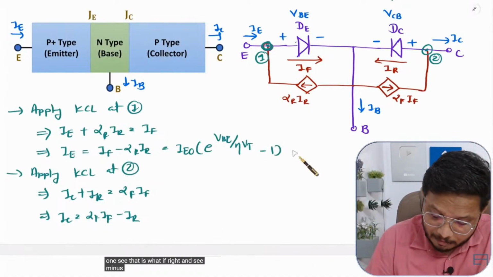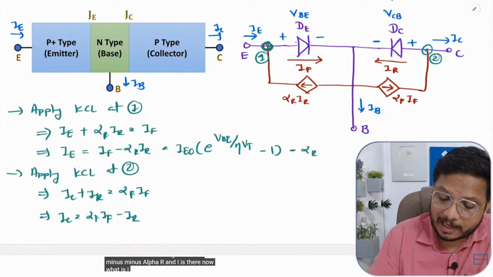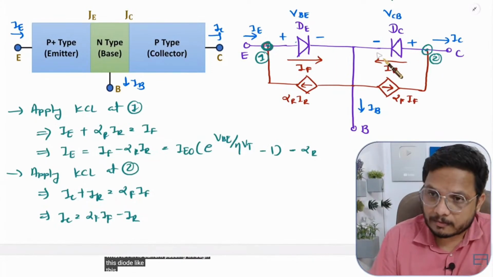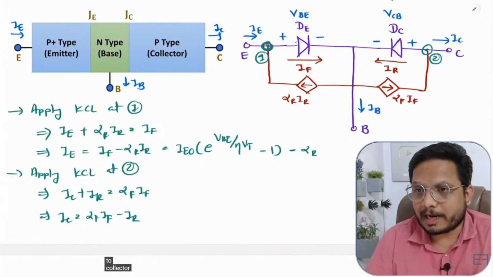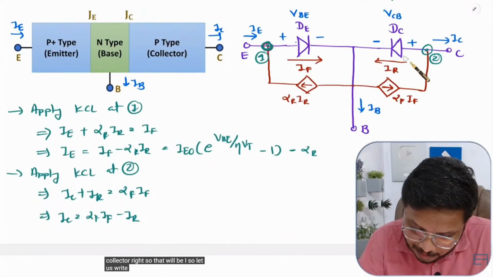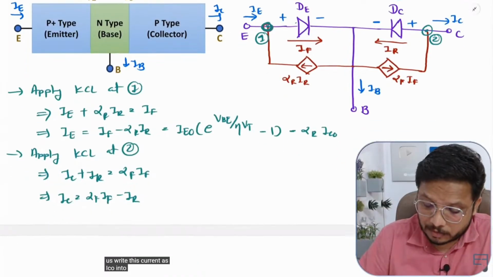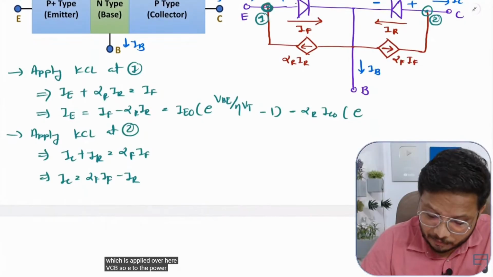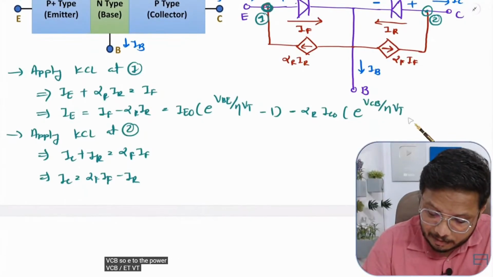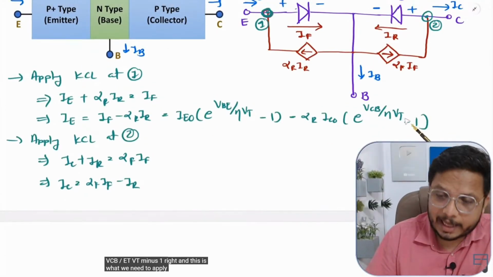And see, minus alpha R and IR is there. Now what is IR? IR is the current passing through this diode like this. Through this diode, how much is the current? The current is based on minority carriers due to the collector, right? So that will be ICO. So let us write this current as ICO times e to the power of, what is the voltage applied over here? VCB. So e to the power VCB divided by eta Vt, minus 1, right? And this is what we need to apply over here as well.